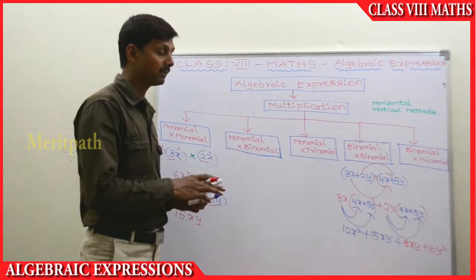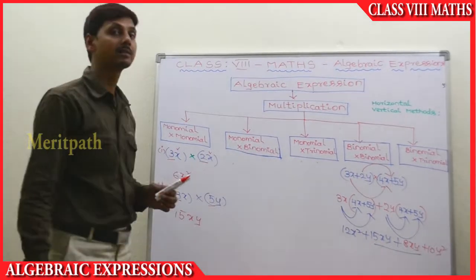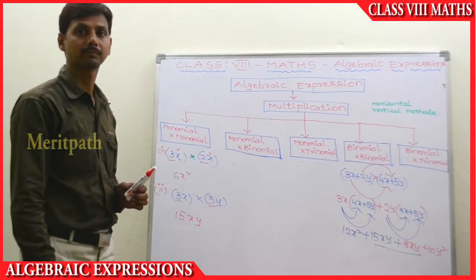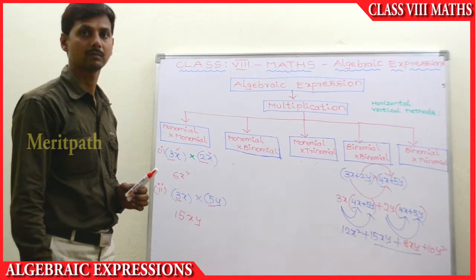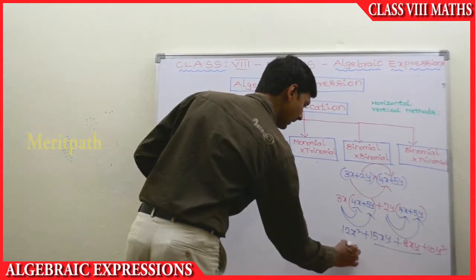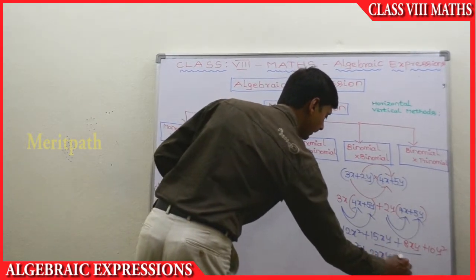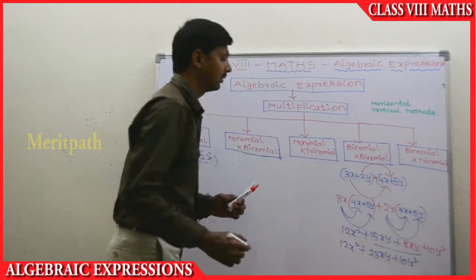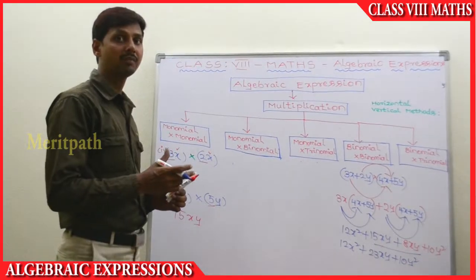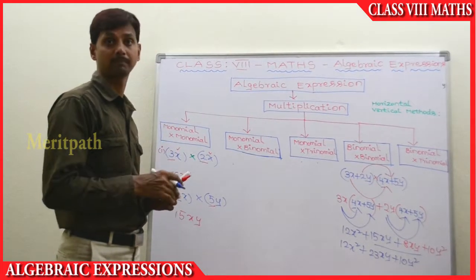You can look at that. There are two like terms, and add these two like terms, write the answer for it. So 12x square plus 23xy plus 10y square. So after simplification of it, we got the solution for binomial by binomial.